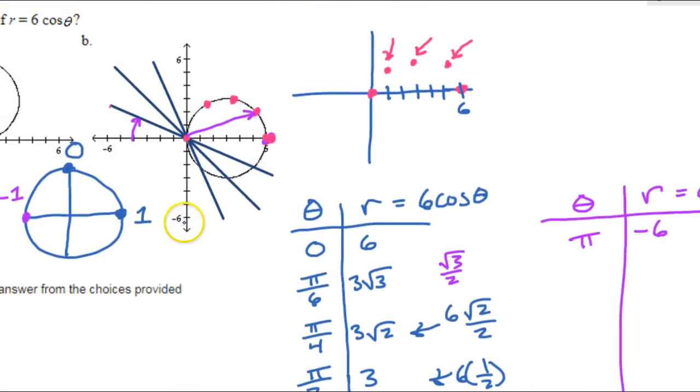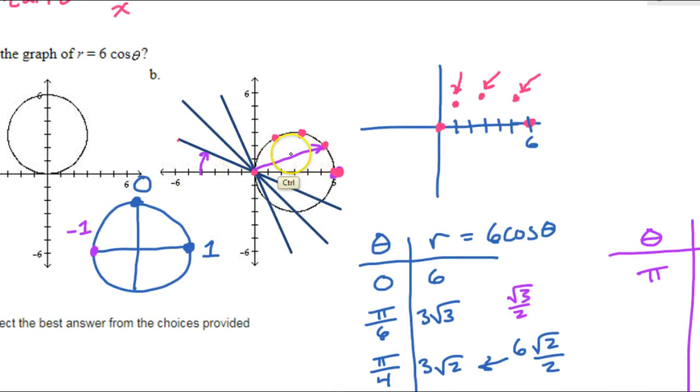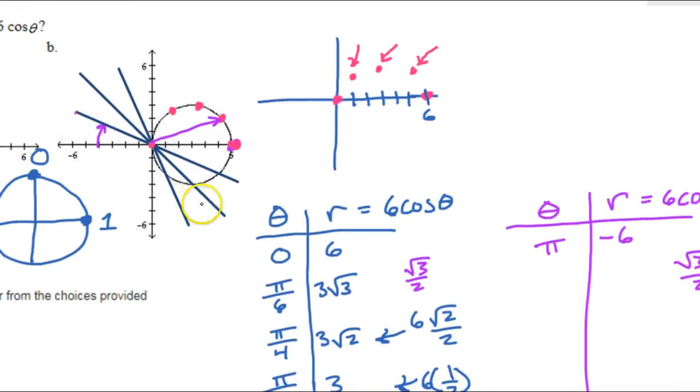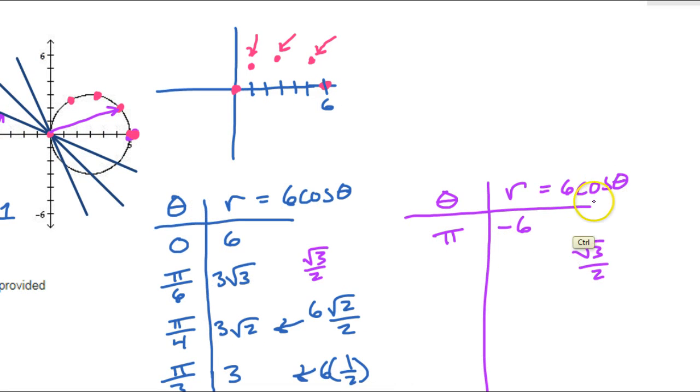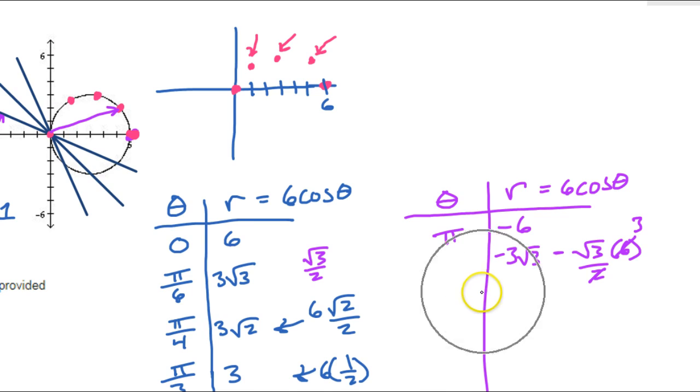Except for one thing. On the left side of the graph, all the x values are negative. So cosine will be negative in this quadrant. So this time the cosine would be negative radical 3/2. And of course we're multiplying this by 6. Okay, and 2 divides into 6 and makes 3. So whereas before we had 3 radical 3, this time it'll be negative 3 radical 3.